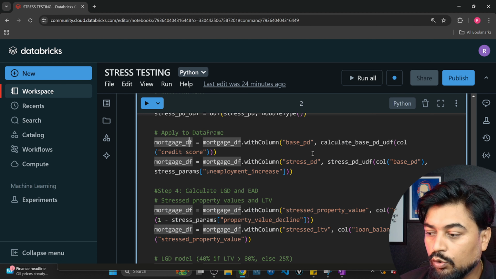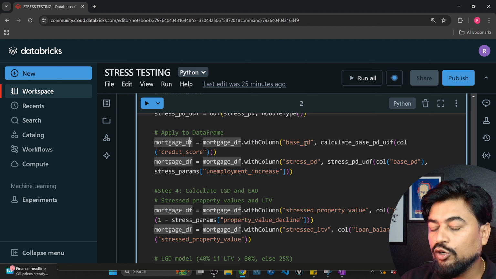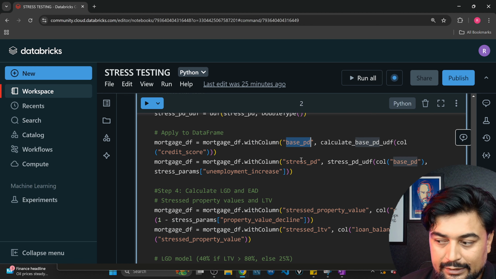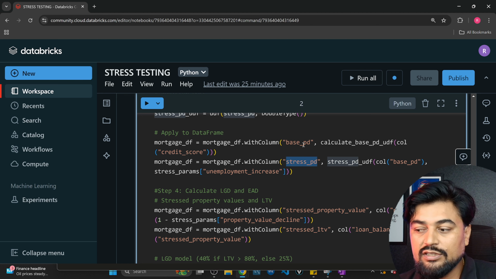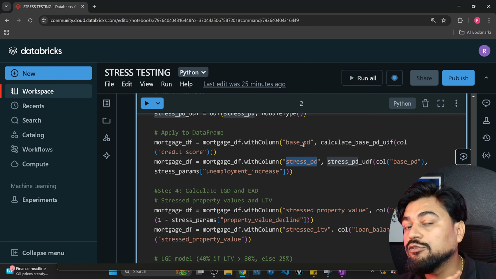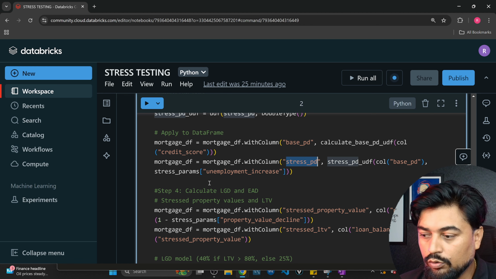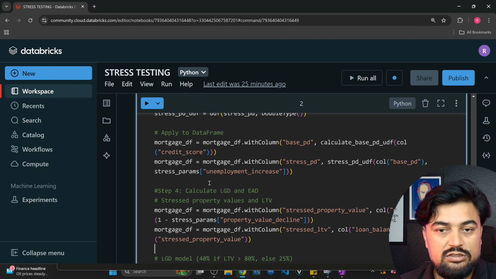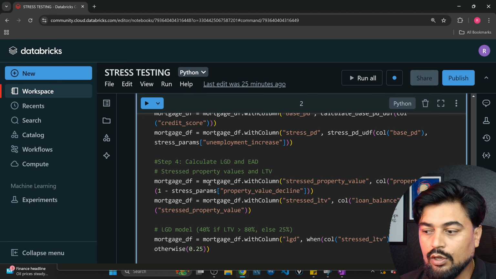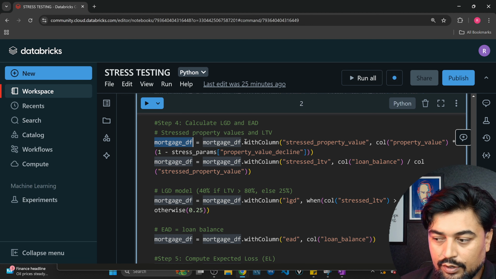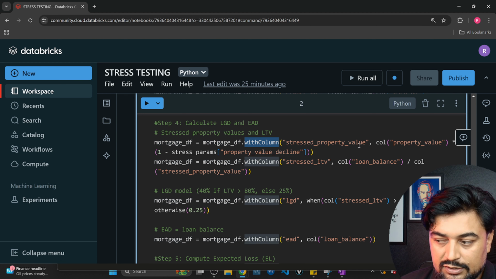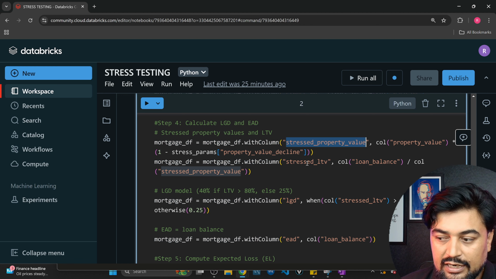Okay, I hope you try to focus on the concept of base PD and stressed PD. Base PD is the actual value of PD, and then the stressed PD is when the unemployment rate has been increased suddenly. This is the proposition where we are calculating the PD. Now let's move on to step 4 where we'll calculate LGD and EAD. Now mortgage DF, I'm creating a data frame with columns stressed property value. See, stressed LTV is also used here. Okay, then loan balance.